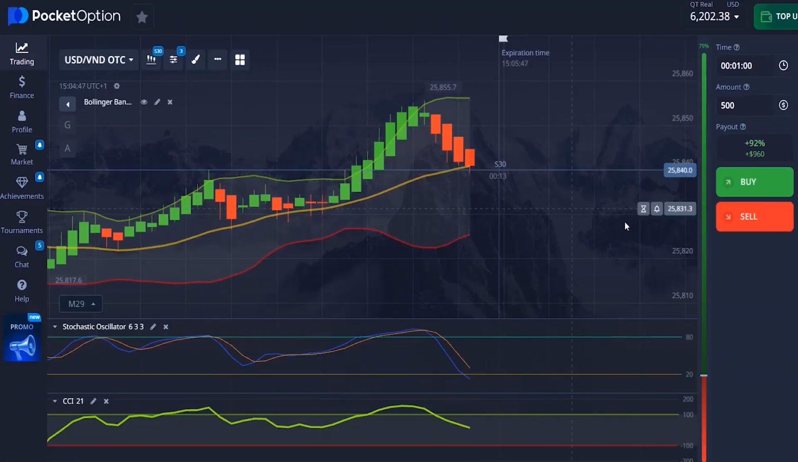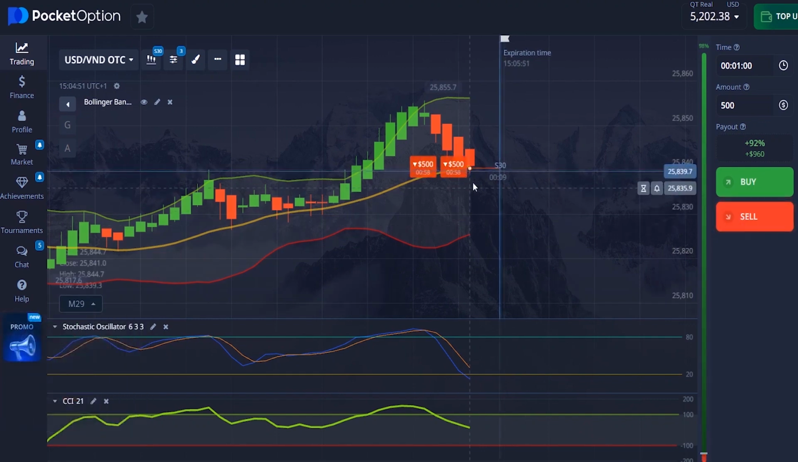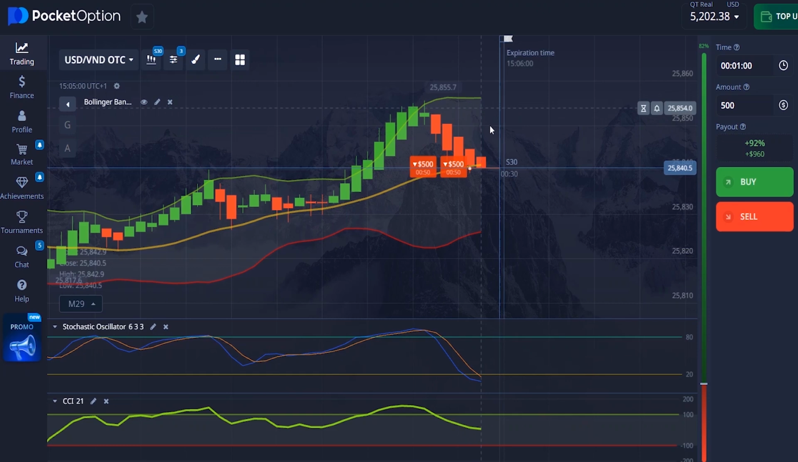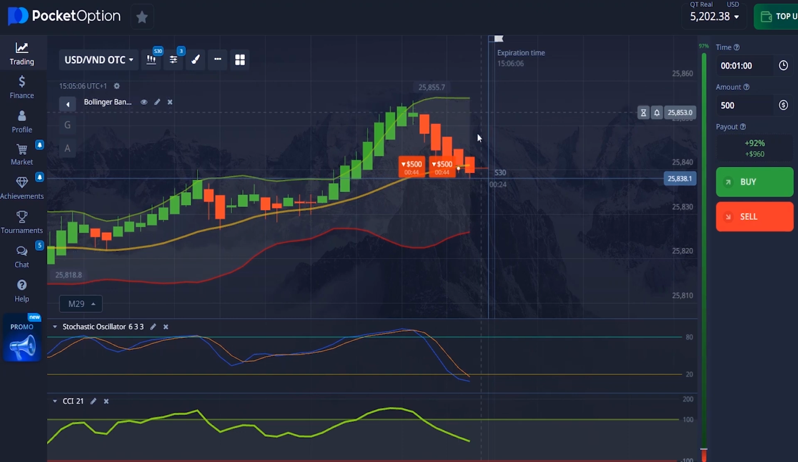So right here, I found an opportunity for a down position. So the first thing I always put into consideration is identifying the area of overbought condition and also the oversold condition in the market. So right here, this is the area of the overbought condition and this is the area of oversold condition.